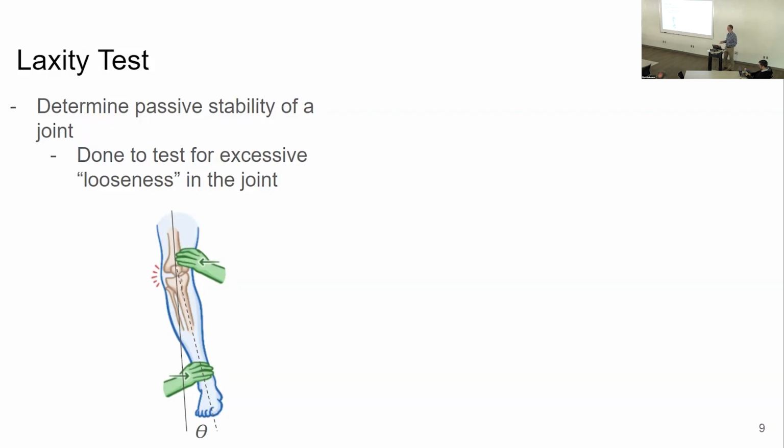And this is done for a variety of reasons. It's usually done to check the integrity of tissues beneath the skin. A common example is an ACL tear. Athletes have ACL tears all the time. So they might do a laxity test to see, okay, is this ACL there? Is it working properly or not? So it's very common and very important to be able to measure what the laxity is in different joints.